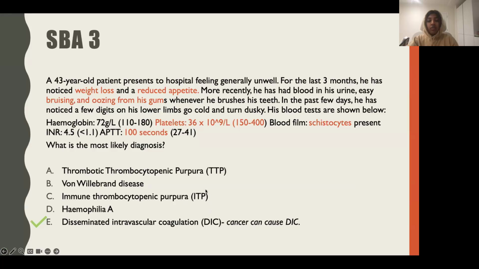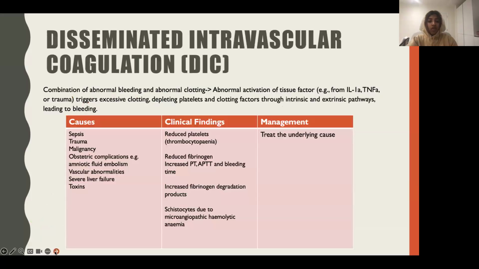In ITP in particular, it will be usually an isolated reduction in platelets. So the only thing that will be wrong with him really is the fact that the platelets are low. And then TTP we'll talk about later. So yeah, just remember schistocytes is DIC.